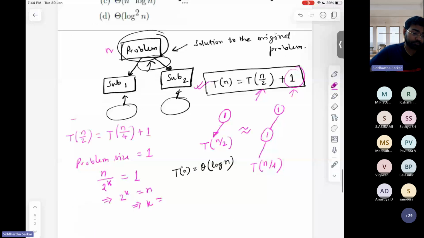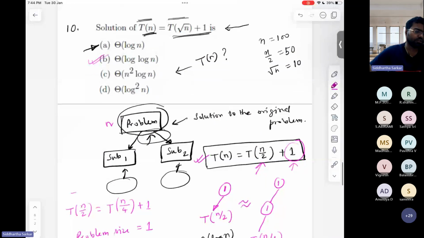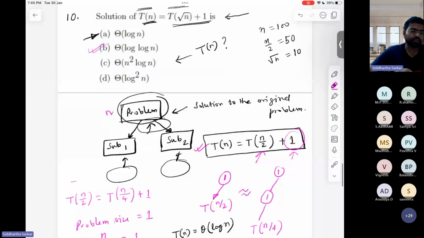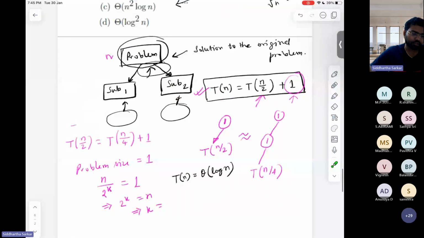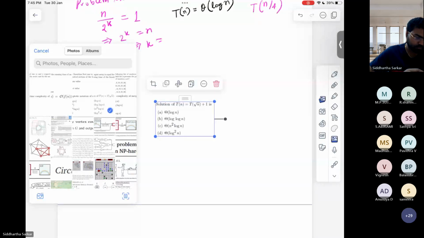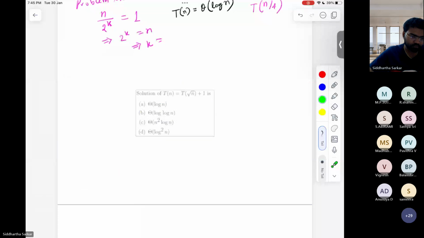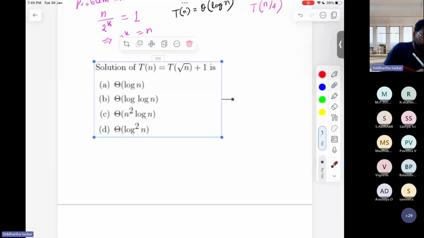Okay, so now we're going to solve it. We're going to solve recurrences. So we have about 15 minutes time. I'll do it in 5 minutes, I think. So T of n, just remember the recurrence. So T of n is T of root n plus 1. Okay, so I'll write it here. Let's do one thing. I'll copy the question again. We are going to solve this recurrence.